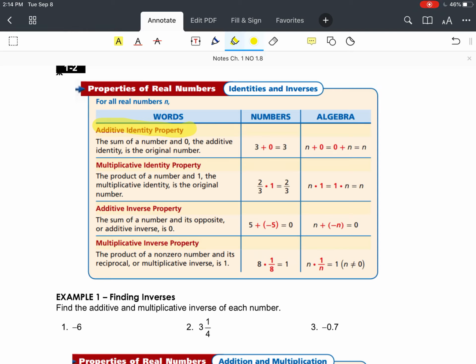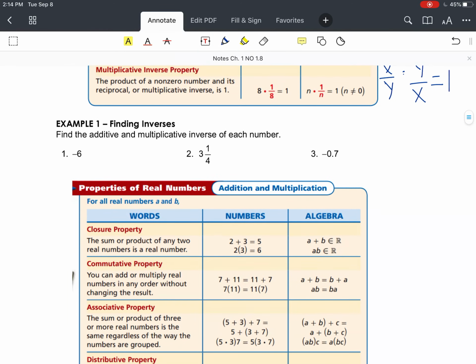For the multiplicative inverse property, when you multiply a number by its reciprocal, it's going to give you the answer of 1, which is what you're looking for. So 8 times 1/8 equals 1. n times 1 over n equals 1, again assuming n is not 0, because you can't multiply any number by 0 to get 1. I'm also going to write it like this, x over y. If that's your number, you'd have to multiply it by y over x to get your answer of 1. So you're just going to flip the fraction. That's what a reciprocal means.